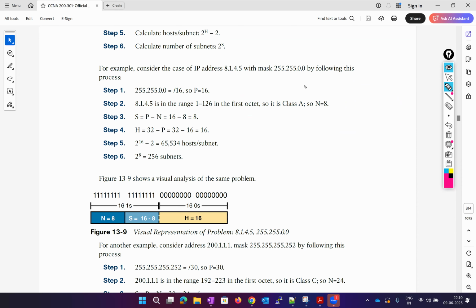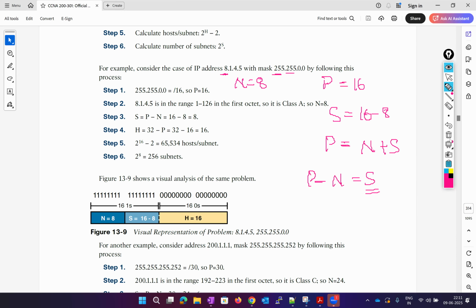Or in another way, we know that this is a class A IP address, so the network bit is going to be 8. How many ones do we have here? 255 plus 255, 8 plus 8, 16. We know that P is 16, right? If P is 16, how many subnet bits are there? That is 16 minus 8. As I said, P is equal to network bits plus subnet bits. So if you're trying to find subnet bits, that is P minus N, which is equal to the subnet bits.